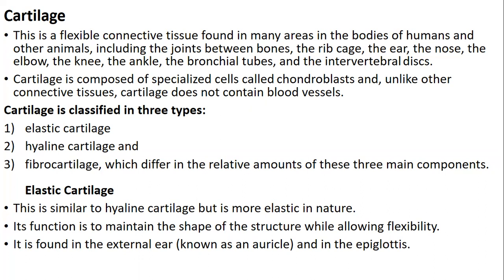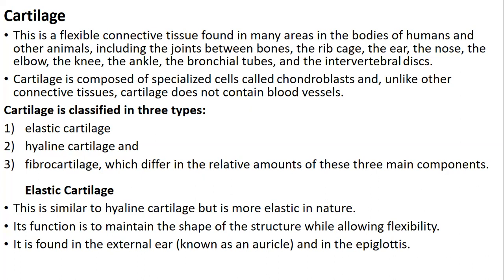The elastic cartilage is similar to hyaline cartilage, but it is more elastic in nature. So we know where we have most of these cartilages that have a tendency to recoil, those are referred to as elastic cartilage. Its function is to maintain the shape of the structure while allowing flexibility. It is found in the external ear, known as the auricle, as well as in the epiglottis.